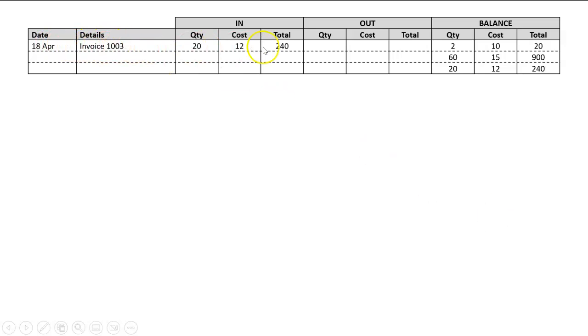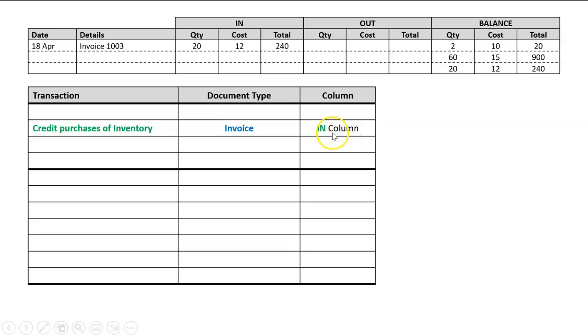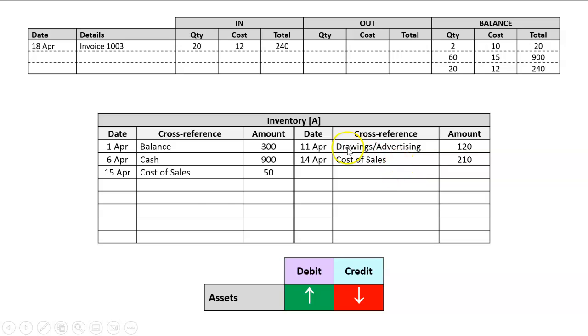Invoice in the in column. Invoice in column. What could that be? The only thing that could be in here is a credit purchase of inventory. So that means we bought something on credit. So that means we owe money. So that is accounts payable. So we have more inventory. So it's in the in column, $240. So that'll go there, 18th of April, 240. And our reference here would be accounts payable because it's an invoice. So that was a purchase on credit.